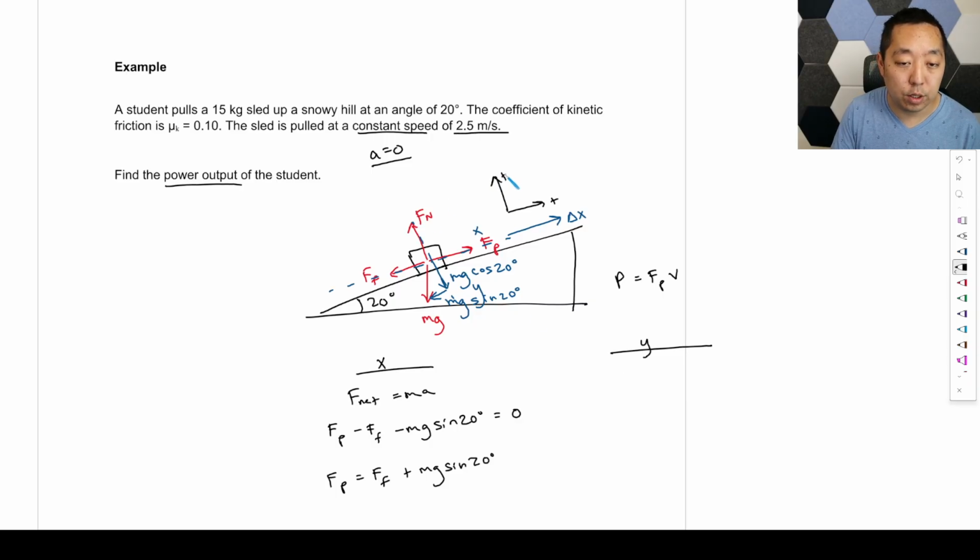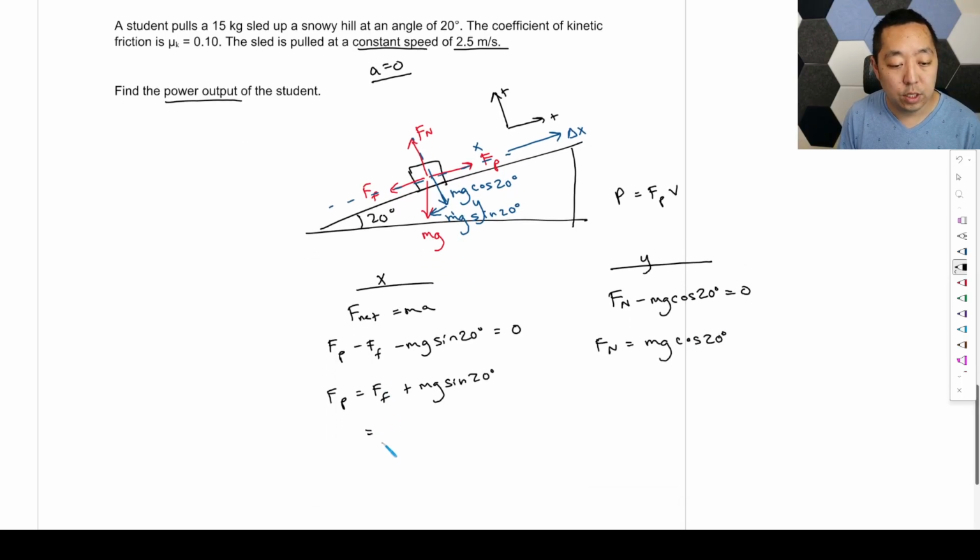We'll make this direction the positive direction in the y direction. That'll be Fn is up, and mg cosine 20 degrees is perpendicular into the ramp. That's equal to 0, so the normal force is mg cosine 20 degrees. And then we can solve for that frictional force is mu k times the normal force, which is mg cosine 20 degrees, just like we did in Unit 2, right? So we're doing the exact same things we did in Unit 2. And so then the power is just going to be this thing.